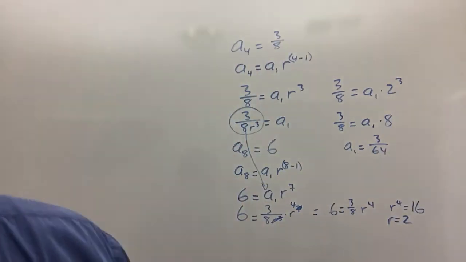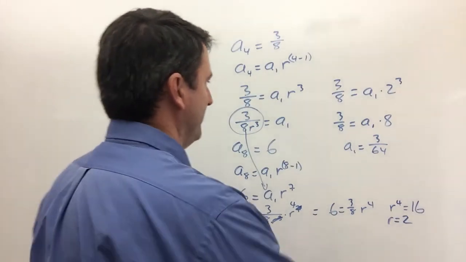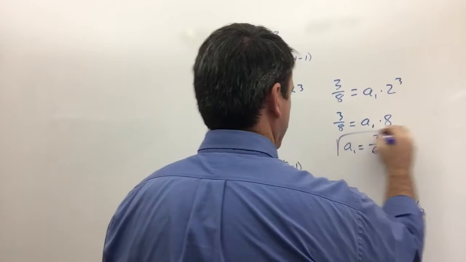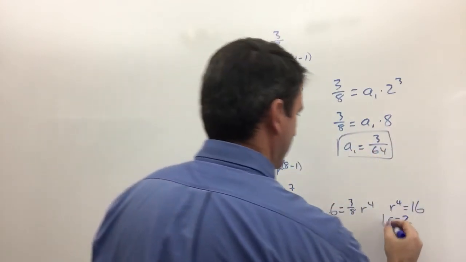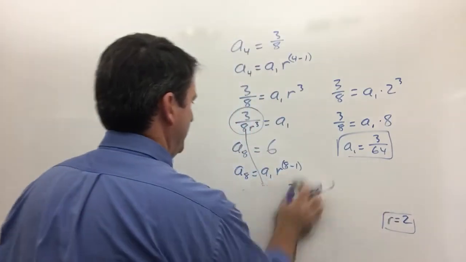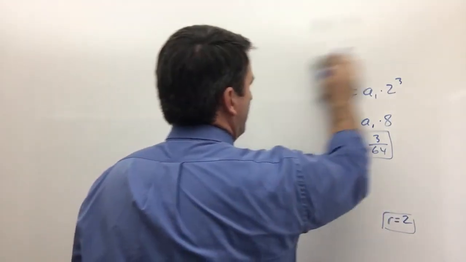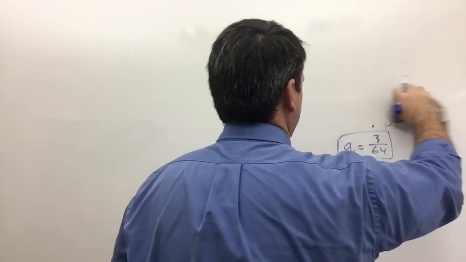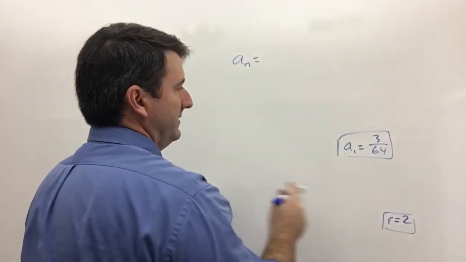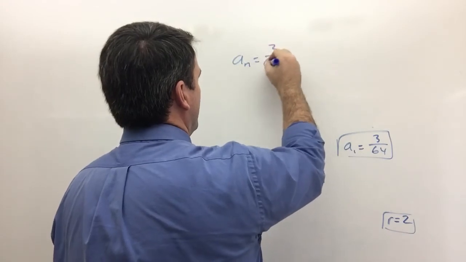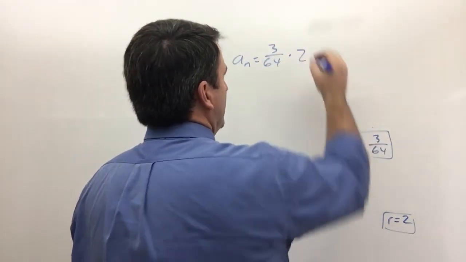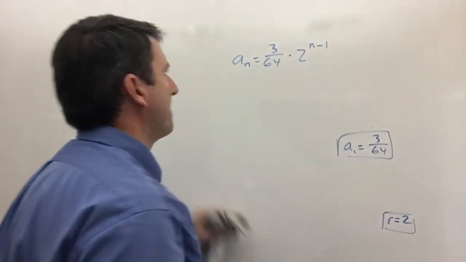Almost there. Let me make some room for myself. Now that we've got our a sub 1 right here, we've got our r right here. So let me erase everything but those two pieces of information. And then we can write our formula. So a sub n is equal to the first term, which is 3 over 64, times our common ratio, which is 2, to the n minus 1.